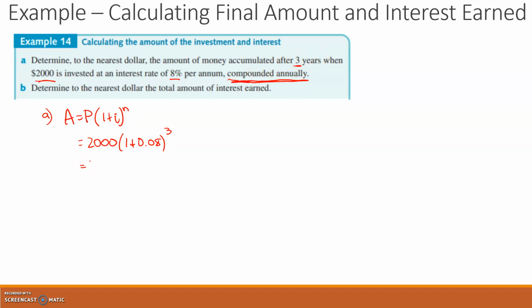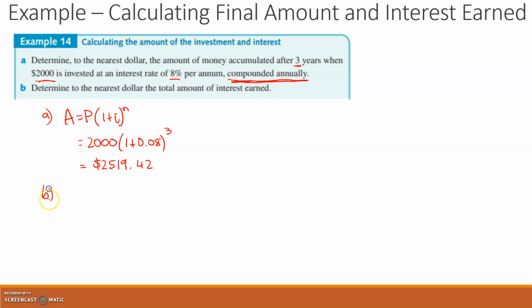So now my calculator can sort the rest out for us. 2,000 outside of 1 plus 0.08, all to the power of 3. And the answer I get is $2,519.42. So that's my answer to A, which asked, determine the amount of money accumulated after 3 years. So what is the final amount?